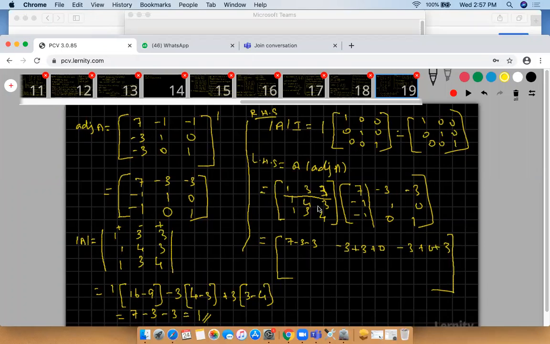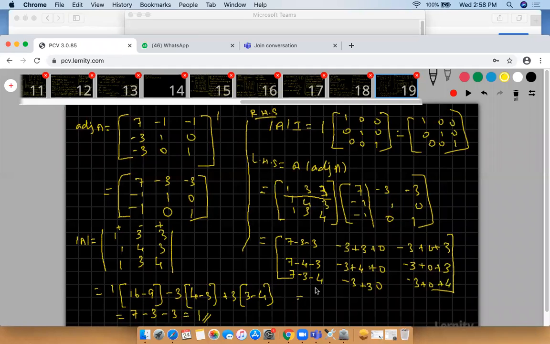Okay, and second row, this is 1, 4, 3 into the first column. So therefore that is 7 minus 4 minus 3. I'm just multiplying second row, first column. What about second row, second column? So that is minus 3 plus 4. This is minus 3, this is plus 4, this is 0. And second row, third column, just a matrix multiplication, minus 3 plus 0 plus 3. And third row, first column, that is 7 minus 3 minus 4. And here minus 3 plus 3, 0. And here minus 3, 0 plus 4.